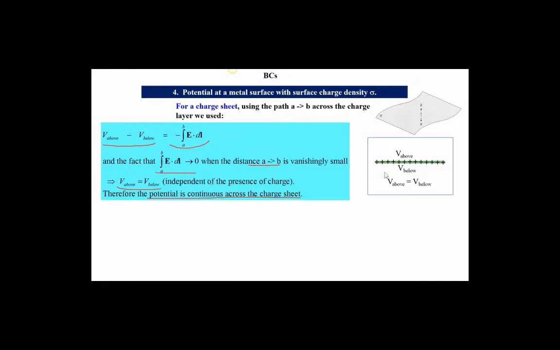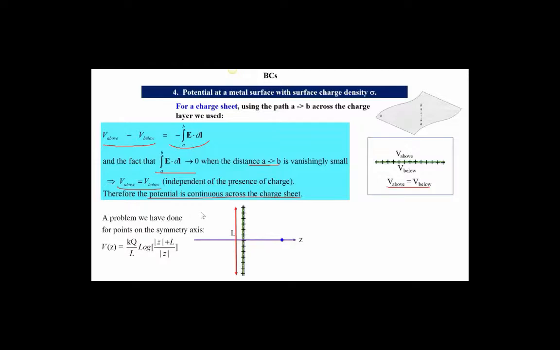Let's imagine that you have a charge sheet not metallic, but you have these V above and V below, and we've already stated for the general case that V above equals V below. Then we've done a problem that is useful for illustrating that, and that is that you have a finite line of charge of length L, and you're finding the potential at some distance Z.